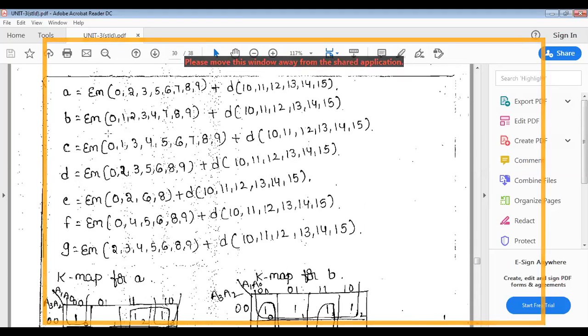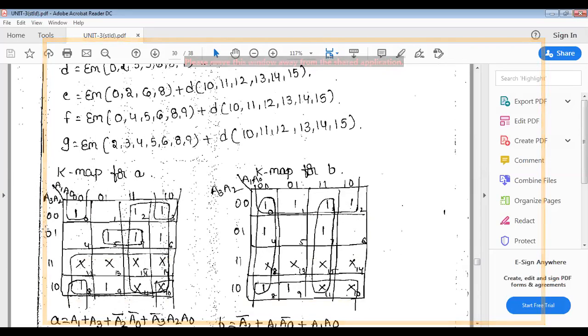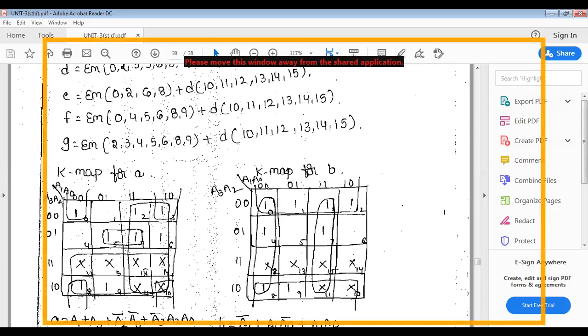Now I'm taking A, with the minterms 0, 2, 3, 5, 6, 7, 8, 9. Let us see here. A1, A0, I'm taking horizontally. A2 and A3 are vertical. A0 is the LSB, least significant bit, and A3 is the MSB, most significant bit. The most significant is always on the left-hand side, and the right-hand side is the least significant. So A3, A2, A1, and A0 from left to right.